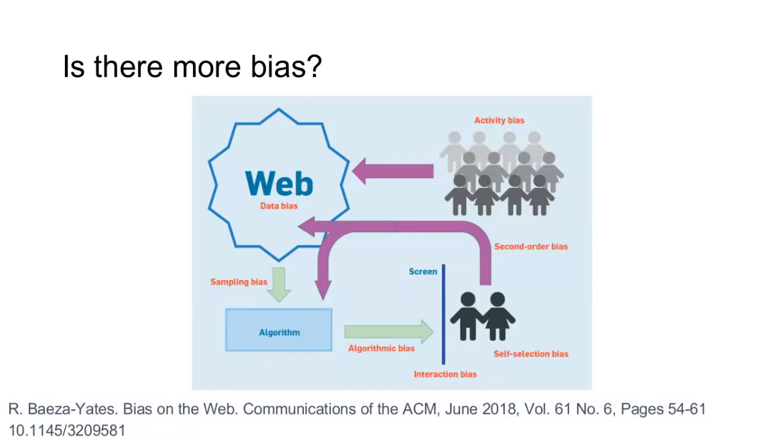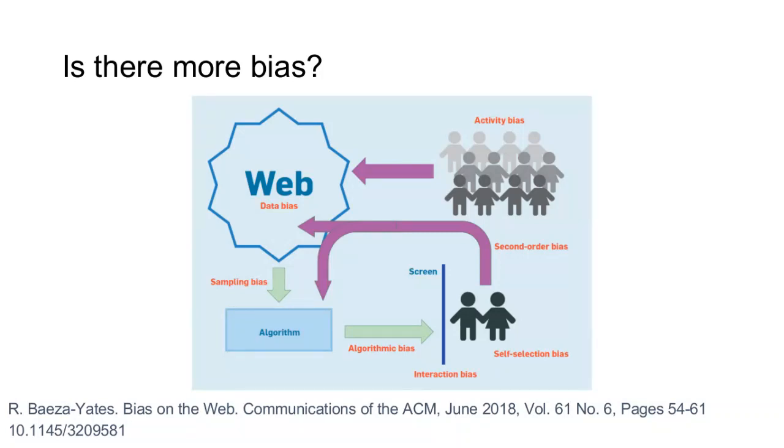So Ricardo has been working on bias in a web context for a long time. And he provides a very nice overview of different types of bias. So this figure is from his paper, and I just copied and pasted it from there. Just going to talk to you briefly about the different types of bias that he's talking about, and then afterwards we're going to look at an example together.